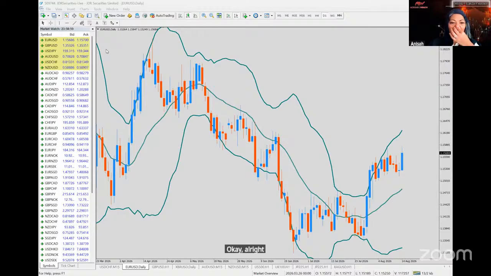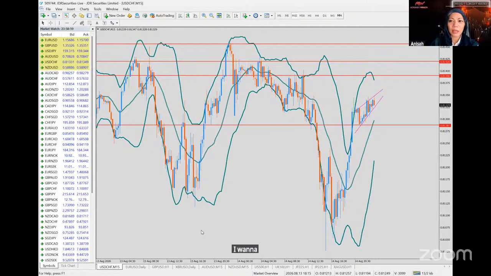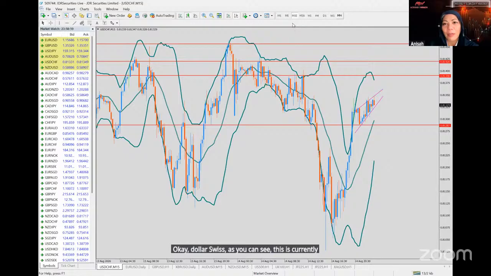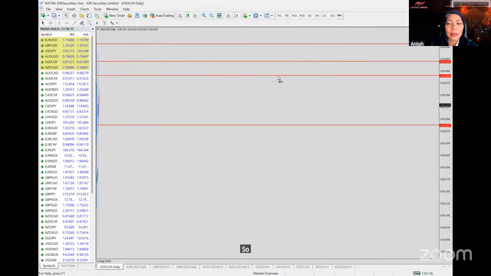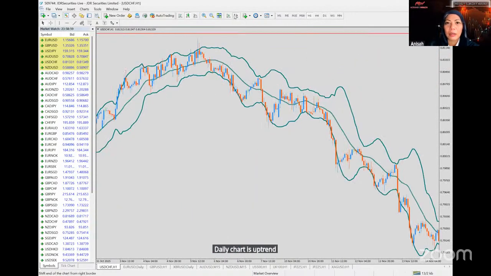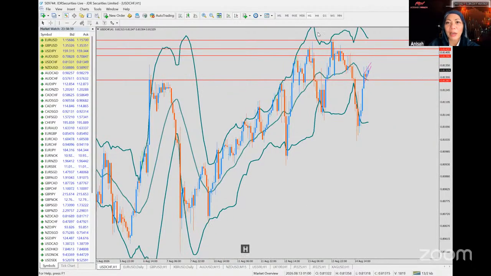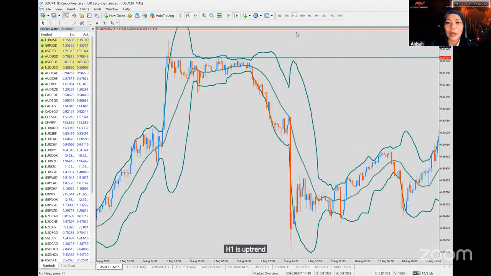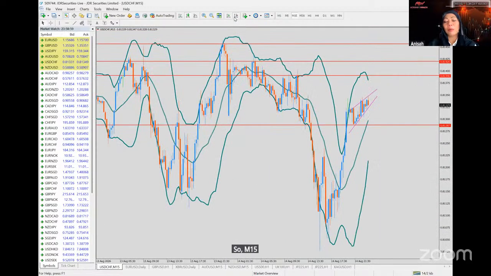Okay, all right. So right now, I want to start with dollar Swiss. Okay, dollar Swiss, as you can see, this is currently M15 charts. Looking at the daily chart is uptrend. H1 is uptrend. So M15, the probability that it's going to continue upwards is really, really good.